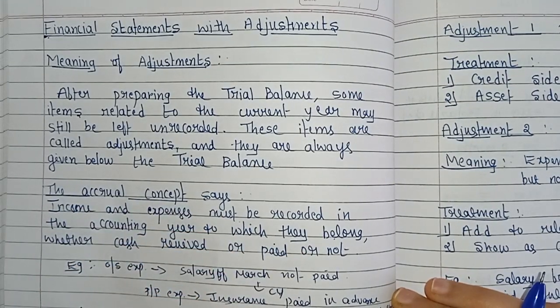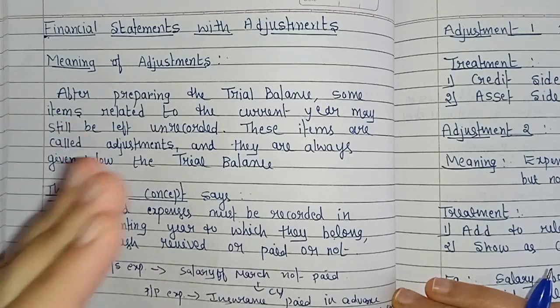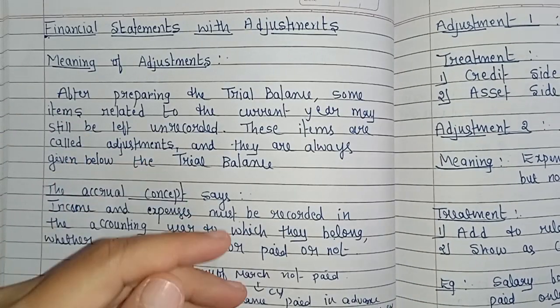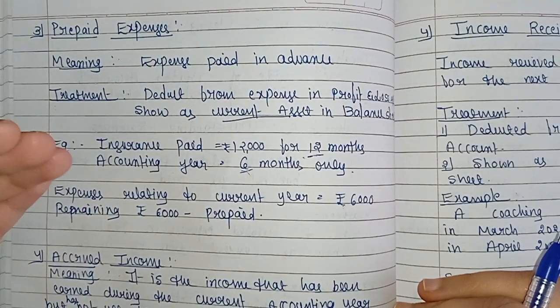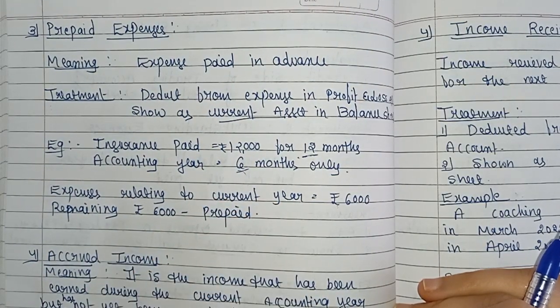In the last class, we studied financial statements with adjustments. So, we learned about the adjustment of closing stock, outstanding expenses, prepaid expenses and accrued income, right? So today also I am going to continue this class only.